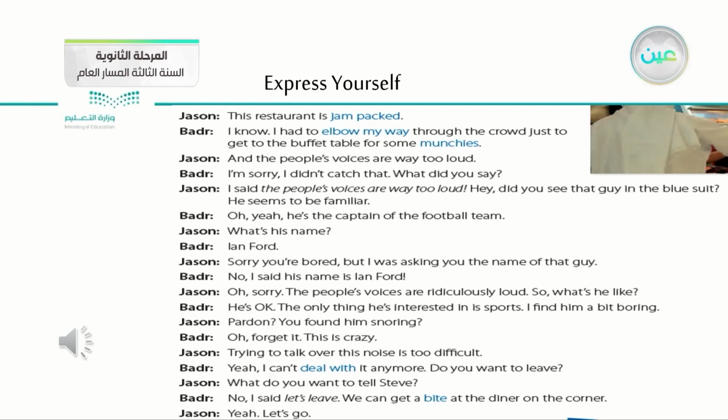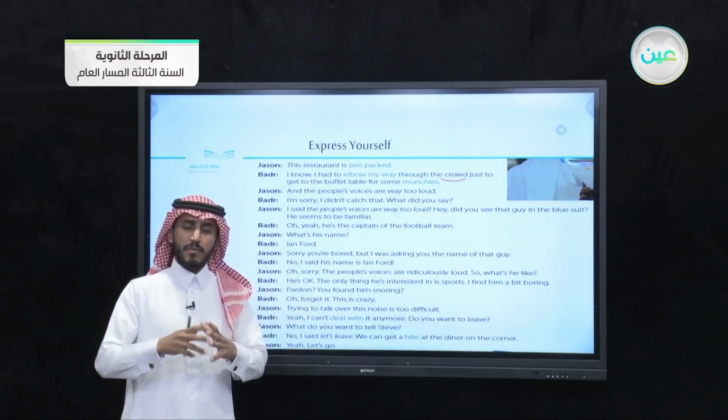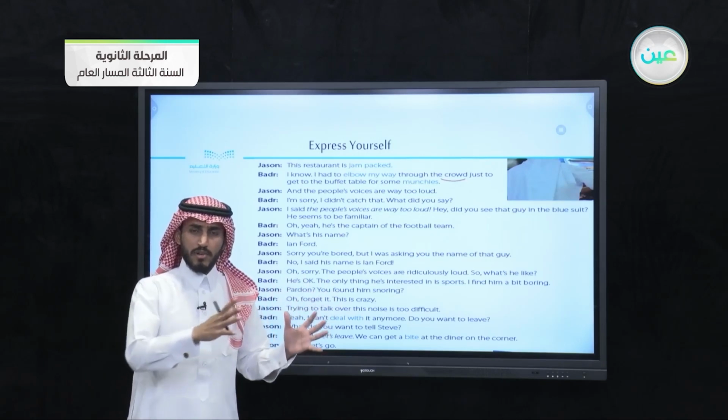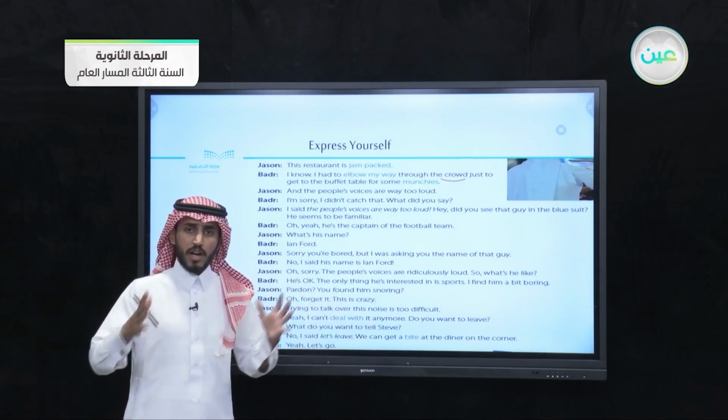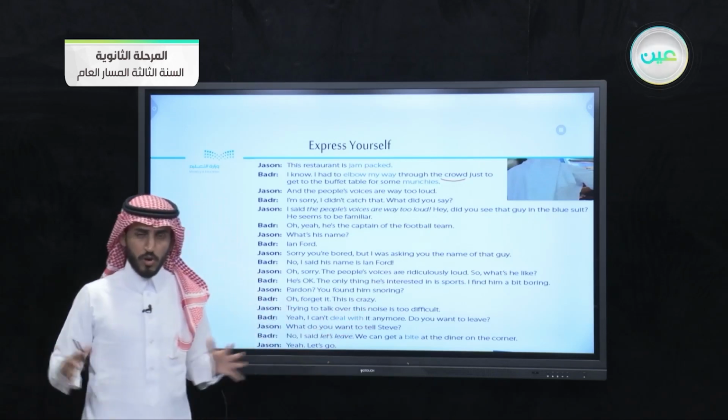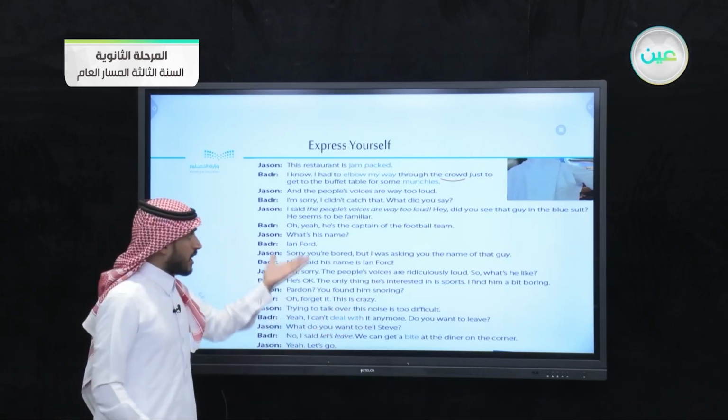Okay, now let's start with the word crowd in the second line. The word crowd means that we're talking about a lot of people who are gathering in one place. When a lot of people are gathering in one place, this is called crowd. Okay, a group of people, this is called crowd.